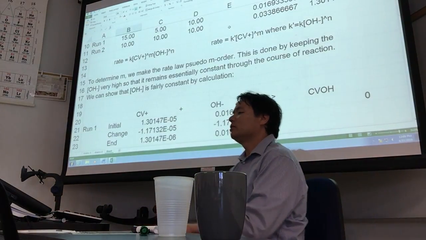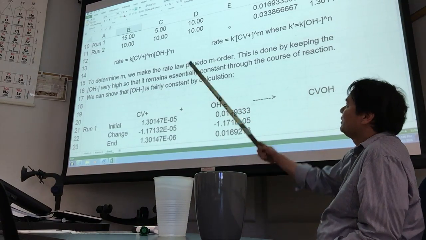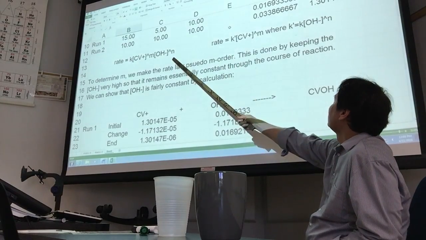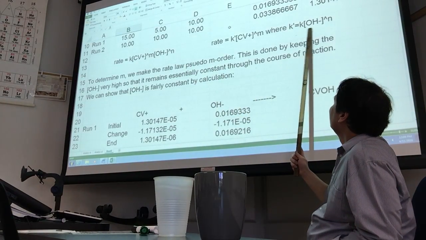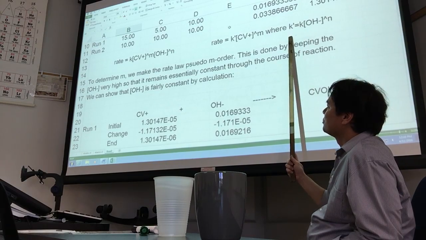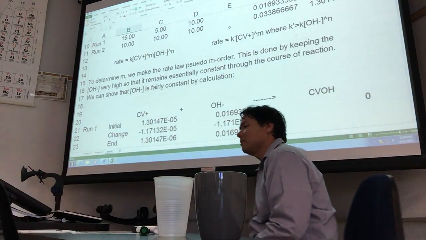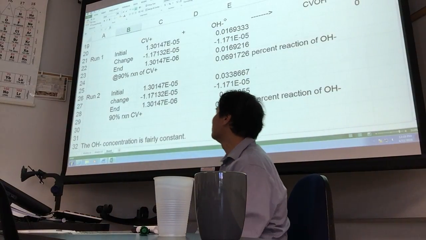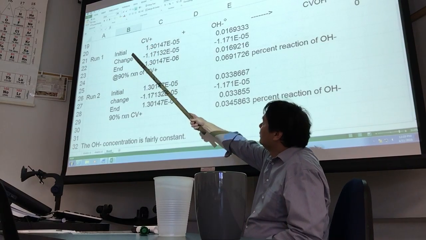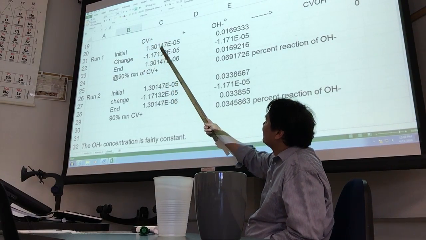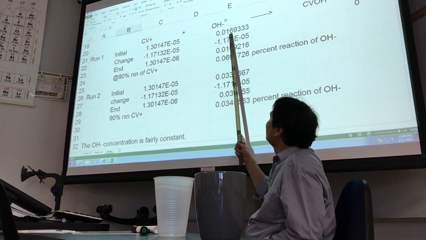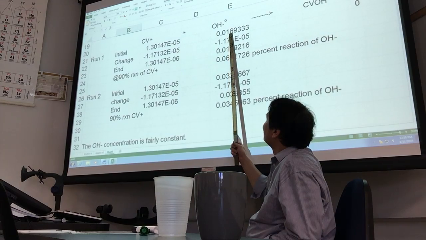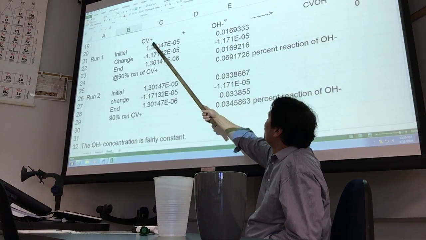All right, so in order to figure out what m is, we want to make this reaction pseudo m order. To make it, we need to make the hydroxide very large. If the hydroxide is very large, then it doesn't change much over the course of the reaction. Well, let's see how much the hydroxide would change over the course of the reaction. So here's a calculation showing that. Here, the initial crystal violet is about 13 micromolar. The initial hydroxide is about 16 millimolar. So 1,000 times more hydroxide. They react in a 1-to-1 mole ratio.